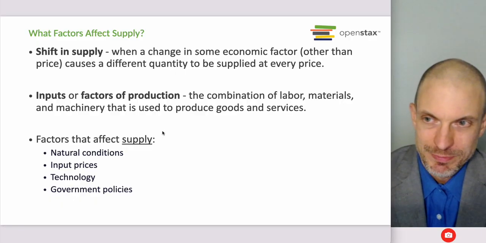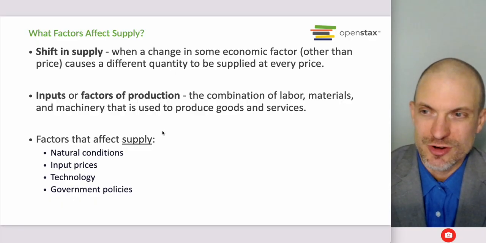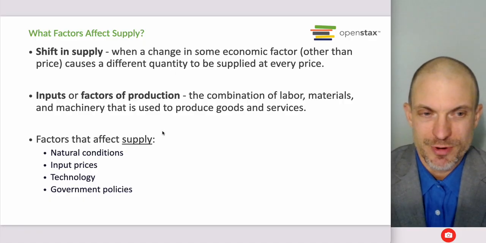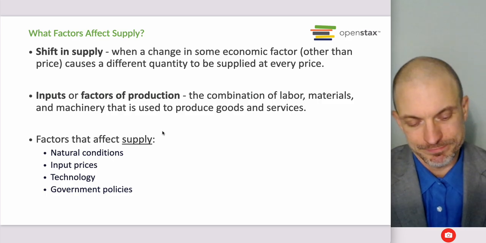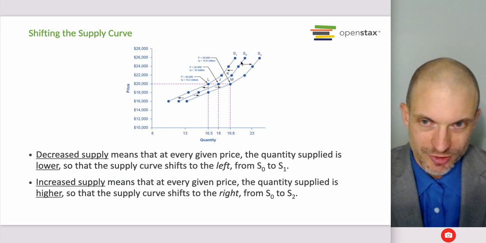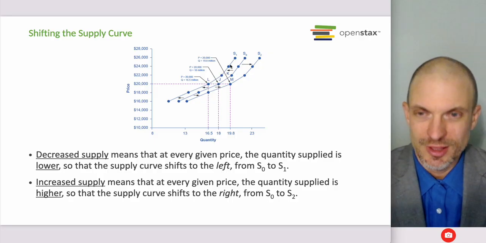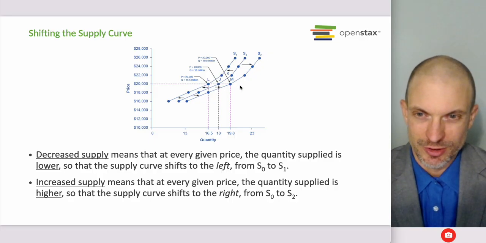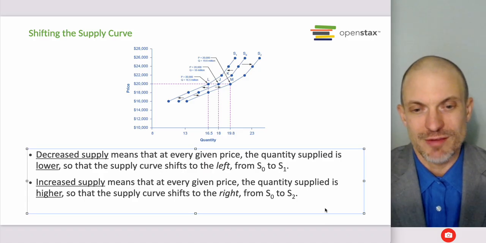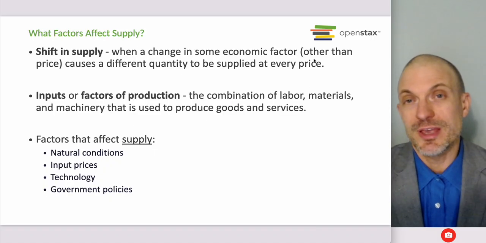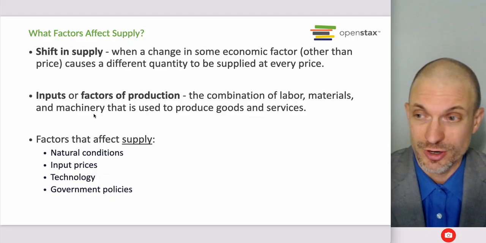Okay, shifts in supply. When a change in some economic factor other than price causes a different quantity supplied at every price. Right, so the idea is at every price you have a new quantity supplied. In the case of a decrease in supply, you have a smaller quantity supplied at every single price. In the case of an increase in supply, you have a higher quantity supplied at every single price. And it's that you have a different quantity supplied at every price. That's what makes it a shift instead of a movement along the curve.